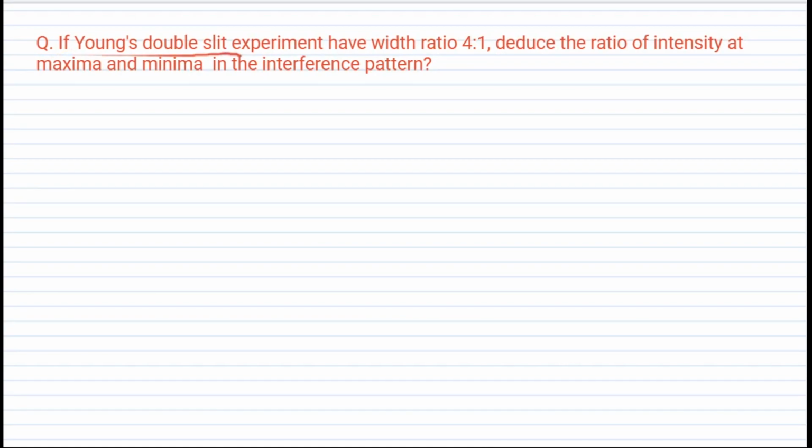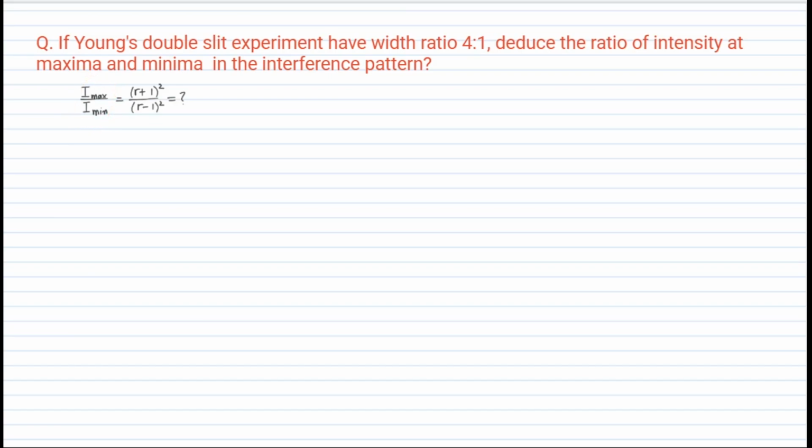In Young's double slit experiment, if the slits have width ratio 4 is to 1, deduce the ratio of the intensity at maxima and minima in the interference pattern. So in this question, they have given you the slit width. The slit width ratio is 4 is to 1. And what have they asked you to calculate? They have asked you to calculate I maxima by I minima.